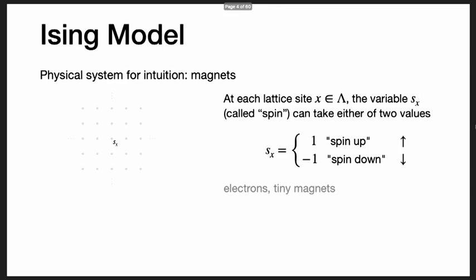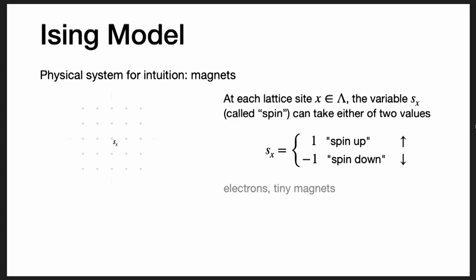Okay, so let's jump into what the Ising model is. You start with a lattice, as in here. I hope it's not too hard to see, but the lattice points are in gray. At every lattice site x in this lattice Lambda, there's a variable that we call the spin, s of x, which is very simple. It only takes two values, plus or minus 1. And colloquially, we just call it spin up and spin down.